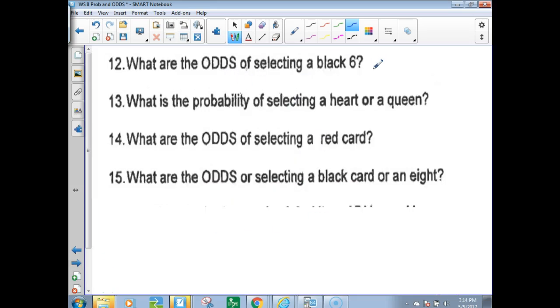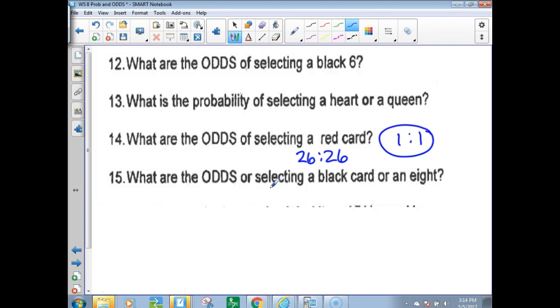What are the odds of selecting a black 6? How many black 6s are there? Oh, we already did that one. I'm sorry. I don't know why these are repeated. We're actually on 14 then, aren't we? What are the odds of selecting a red card? Half of them are red. Half of them are not red. It's 1 to 1.